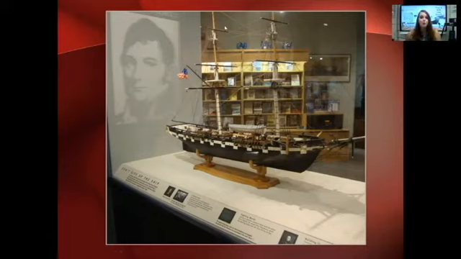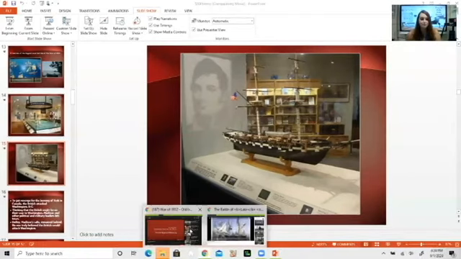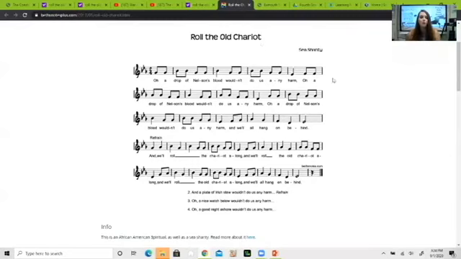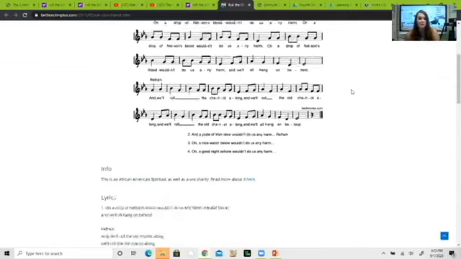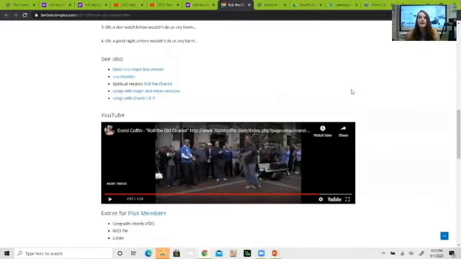So I'm going to move back over to my internet, and we are going to talk about one of these particular sea shanties that became really popular right around this time period. Our soldiers and sailors on these ships would probably have been singing it during the War of 1812. It's called Roll the Old Chariot, okay? This is an African-American melody that so many loved because it's so beautiful that people have been able to create all kinds of new songs with it.